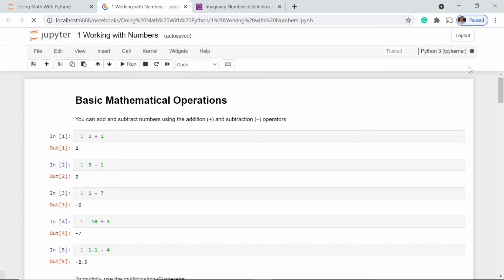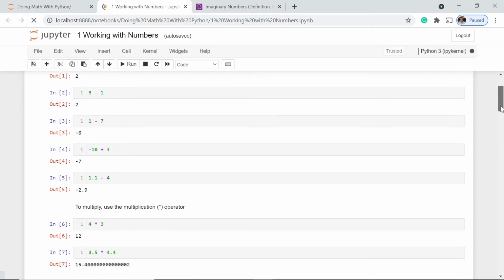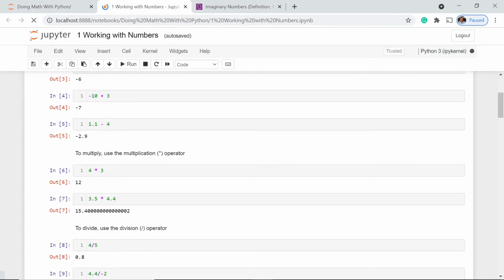So we will start with the basic mathematical operations. And of course, we already know that we just use the addition and subtraction operators to do these two operations. So for example, we have 1 plus 1 becomes 2. And when we do the minus or subtraction, we have 3 minus 1, then it becomes 2, of course. 1 minus 7, that would give us a negative 6. And negative 10 plus 3, that would give us negative 7. 1.1 minus 4, so we can also do the operations between the whole number and decimals. So 1.1 minus 4 becomes negative 2.9.